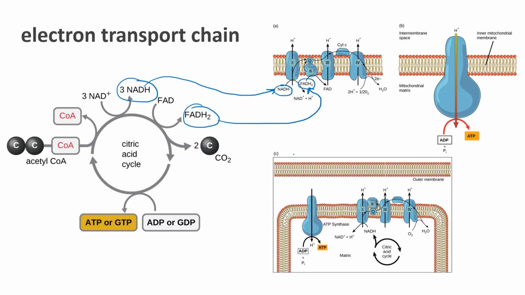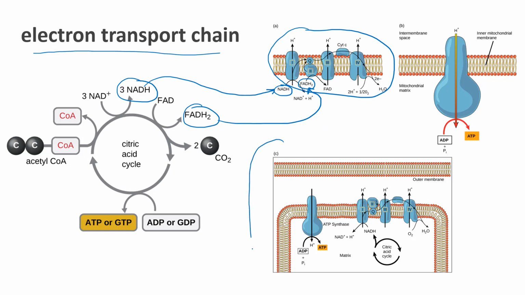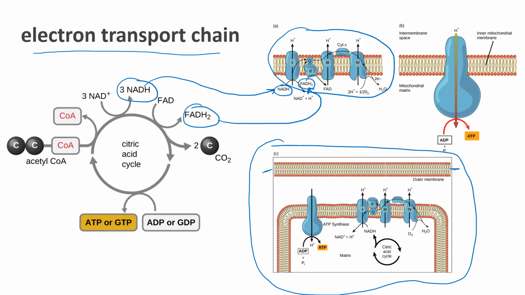So these high energy electron carriers are dumping off those high energy electrons in the electron transport chain. The electron transport chain is these proteins and coenzymes that are embedded in the inner mitochondrial membrane. If we look at this box here from your text, this is representing the mitochondria. This is the outer membrane of the mitochondria, and this is the inner membrane.